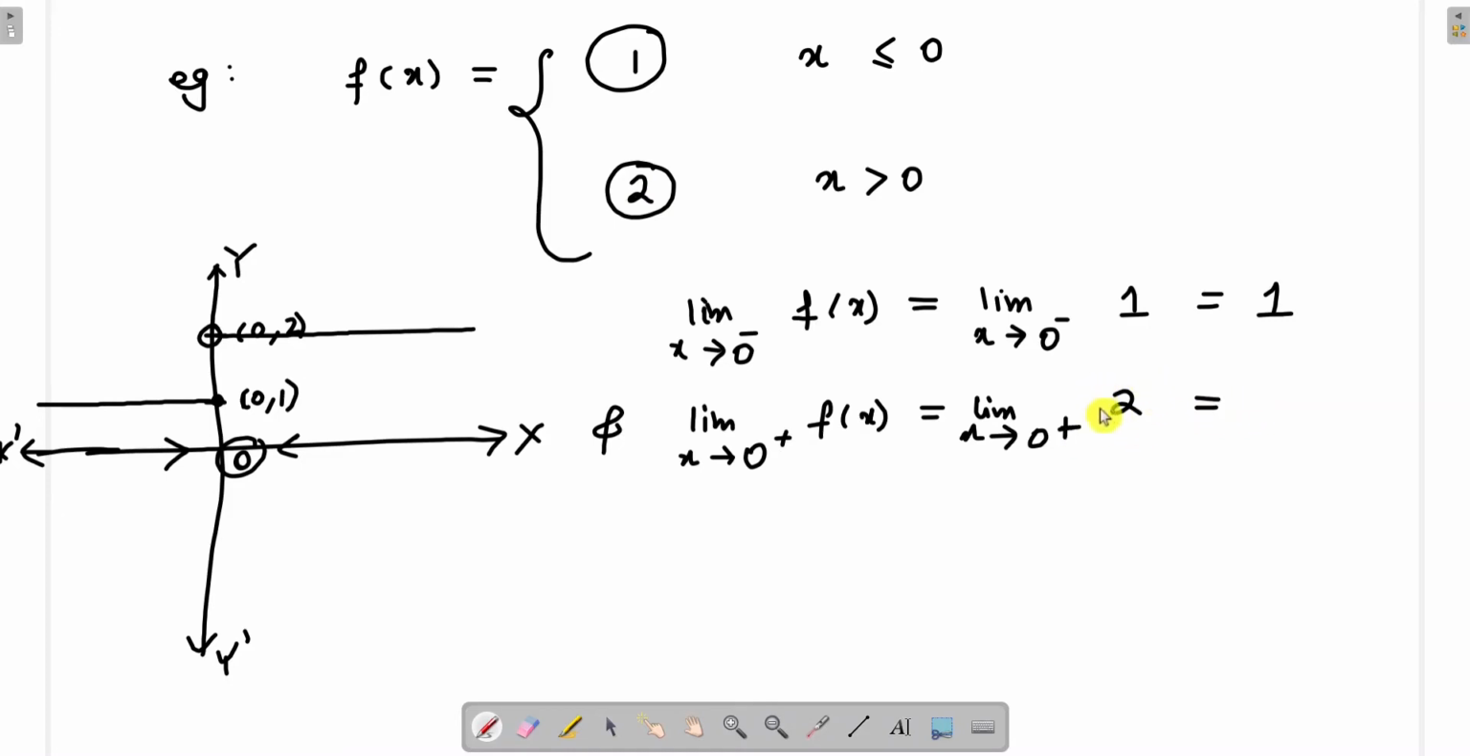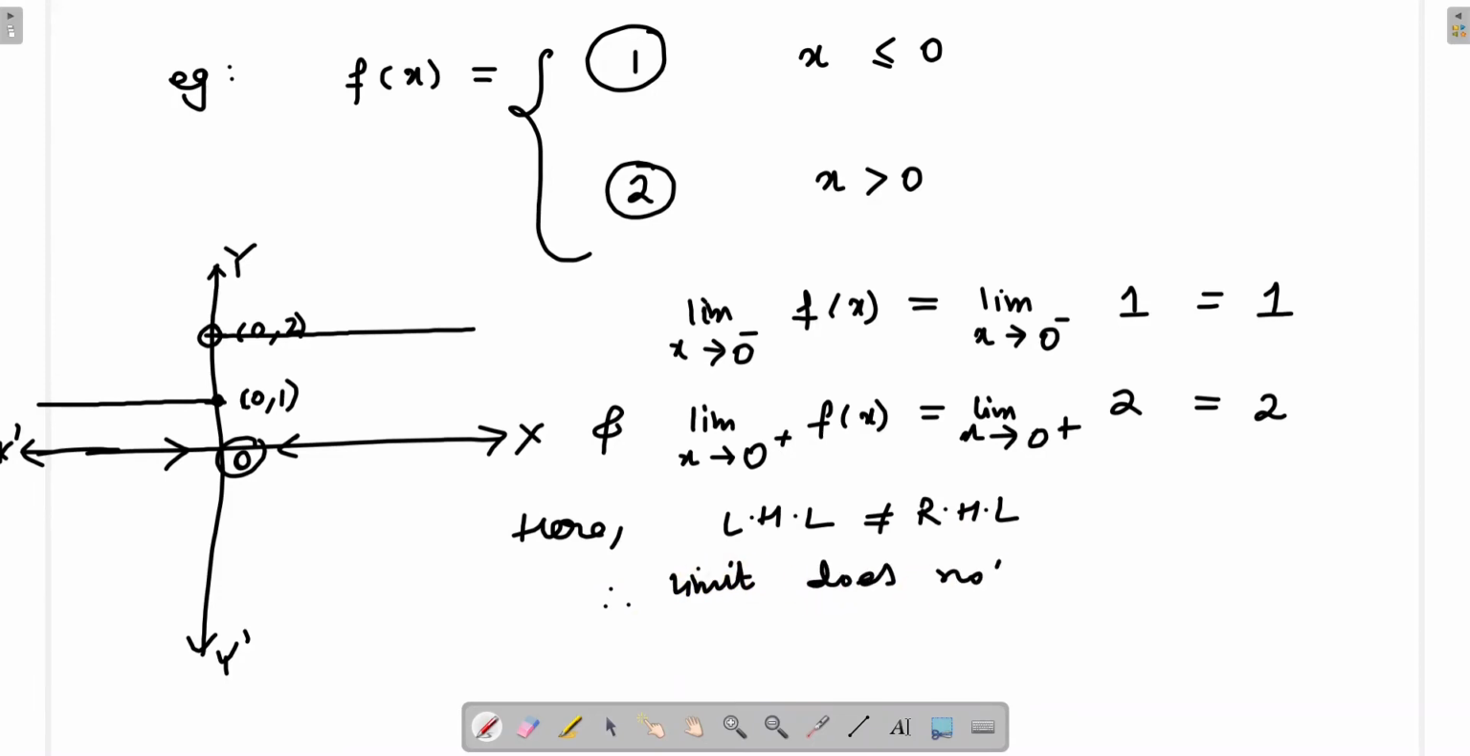So again you have a constant function, so that the limit of that function is 2, right? Now here the left hand limit is not equal to the right hand limit, right? Because the left hand limit is 1, which is not equal to 2, which is the right hand limit. So we have therefore that the limit does not exist.